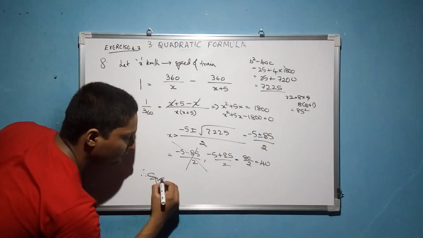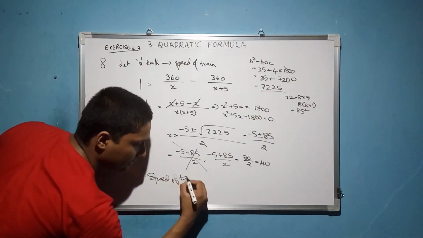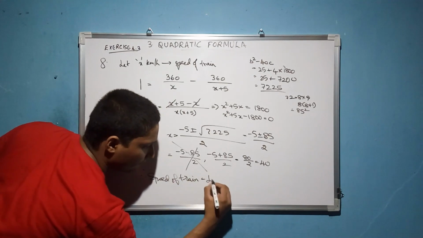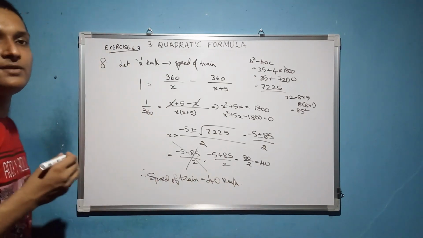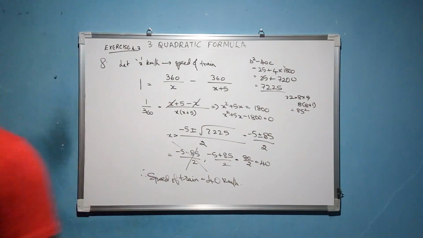Therefore the speed of the train is going to be 40 km per hour in that case. Okay, that's it. We'll move to the 9th question now.